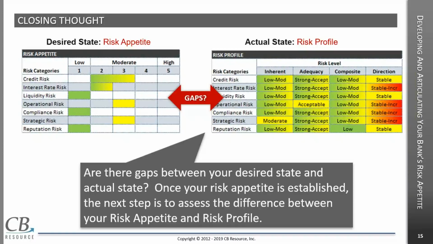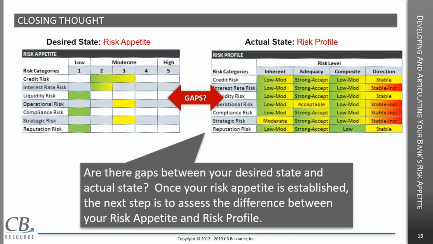Your risk profile is your actual state. It says, hey, based on analysis, our inherent risk is X. Our adequacy of risk management is Y. Our composite or residual risk is Z, and the direction is this, right? That's a risk profile. But sometimes people look at these two and think they're one and the same. They're really not. Risk appetite is your intent. Your risk profile is the actual condition.